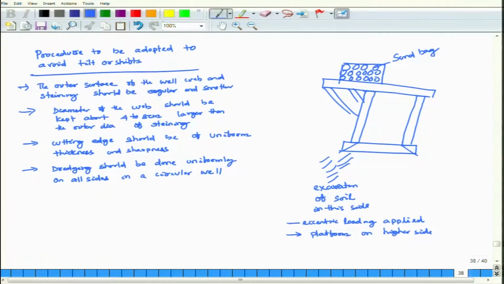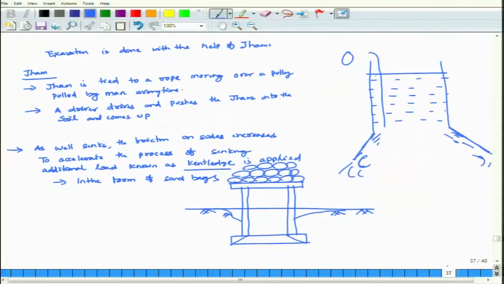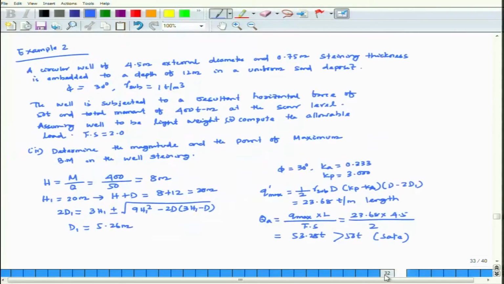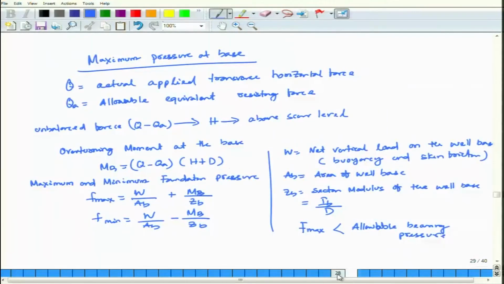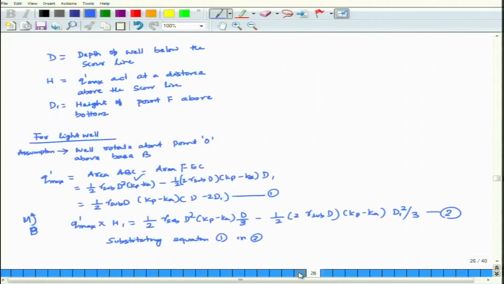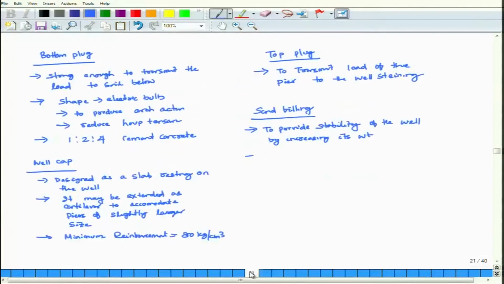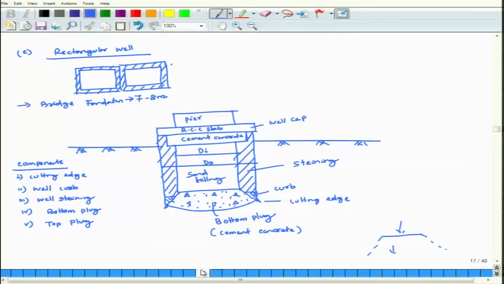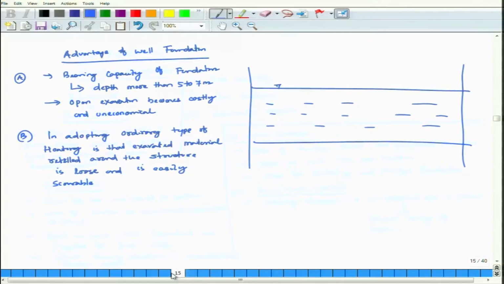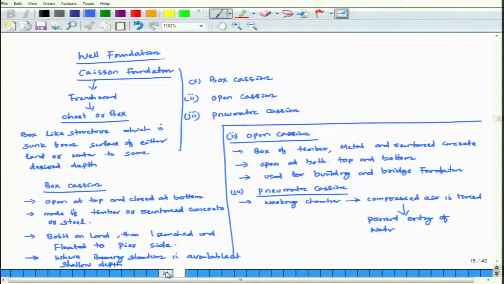So this is all about whatever I have said right now. This is all about the well foundations I have started with. Let me revise it once again so that you can catch it up. Started with the well foundation. A well foundation is a caisson foundation, a French term, and broadly it is of three types: box caisson, open caisson and pneumatic caisson. Each caisson has been explained.